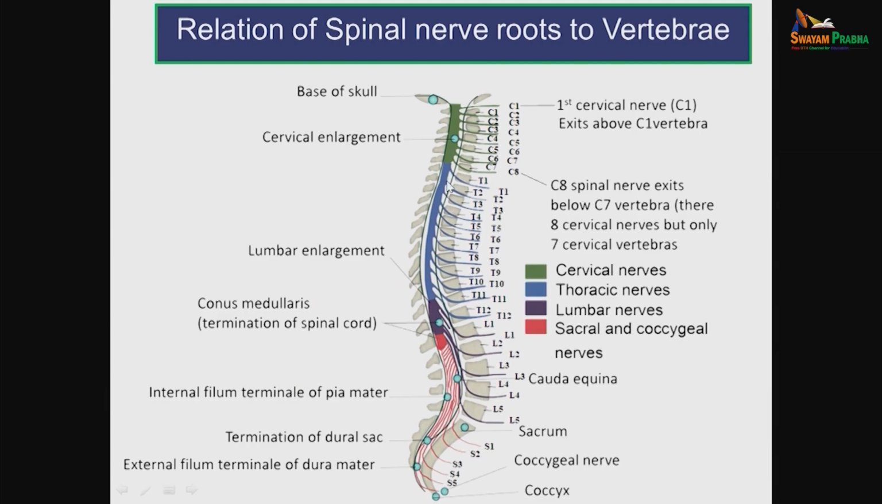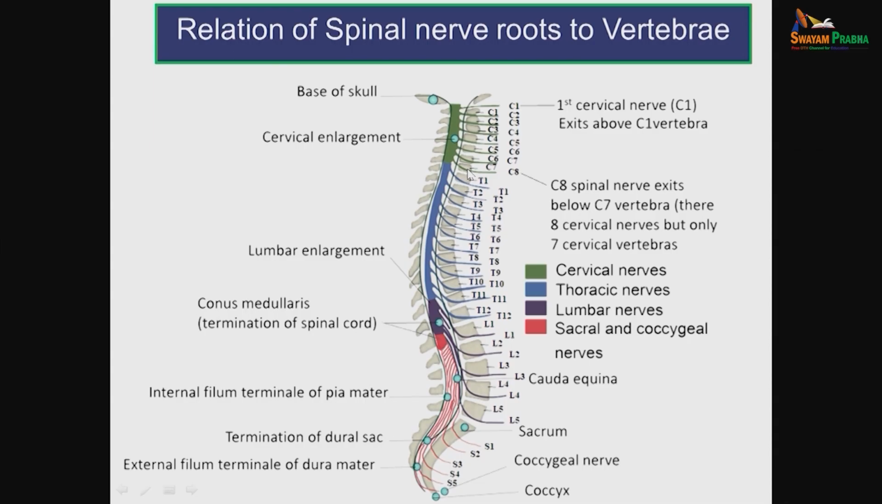If you look at the spinal nerves emerging from the spinal cord, you can see the cord in situ ending at the level of L1. If you look at the cervical spinal nerves from C1 to C7, they emerge above the pedicle of the corresponding vertebra. But the C8 spinal nerve will emerge below the pedicle of the C7 vertebra.